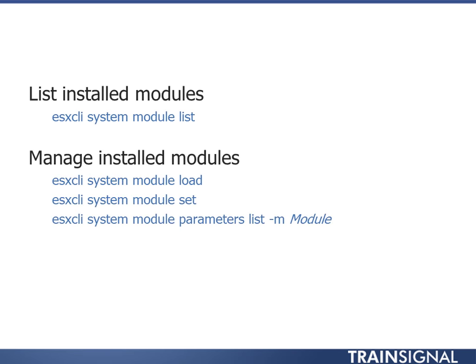The way that you do this is you can list the modules, and this is all done via the ESXCLI system module tree in the CLI. So to list the modules, you do module list. If you want to load a module, you do module load. I've never manually loaded a module. I've never manually set any of this stuff, to be honest with you. But if you want to set a parameter, it's module set. And if you want to list the settable parameters, it is module parameters list -m and the module name. So let's go take a look.